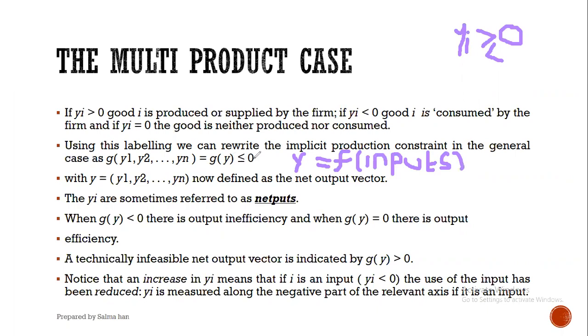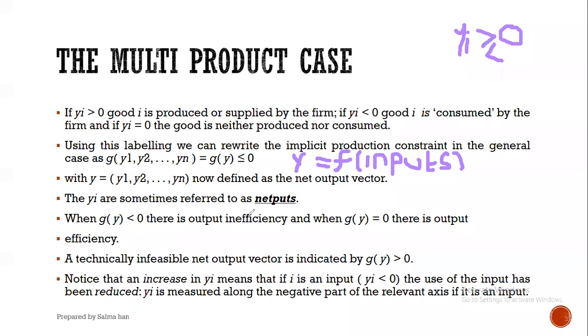If it is less than 0, we will say that it is an input. If in the other case y is equal to y1, y2 till yn, it is also defined as the net output vector. Therefore, the yi are also referred to as netputs. Why netputs? Because it can be an input or it can be an output as well. Now when the implicit function g(y) is less than 0, there is output inefficiency. Why is there output inefficiency? Because all the resources are not completely utilized.